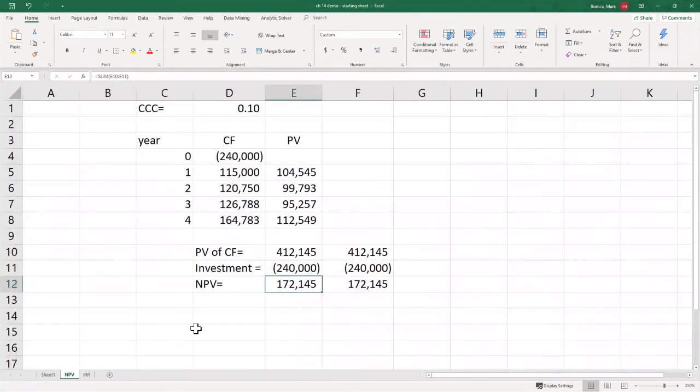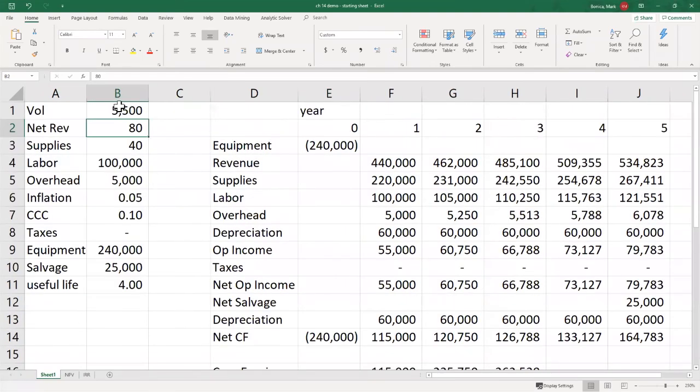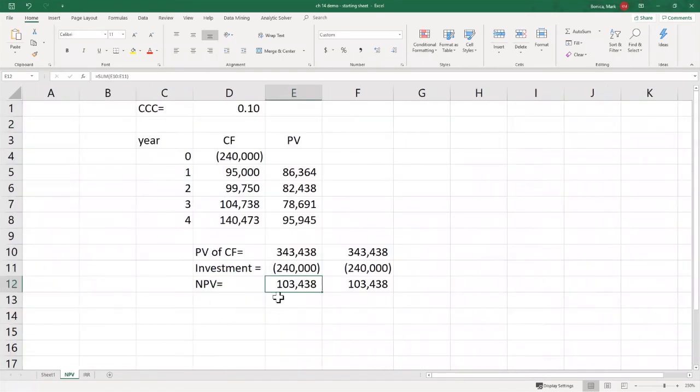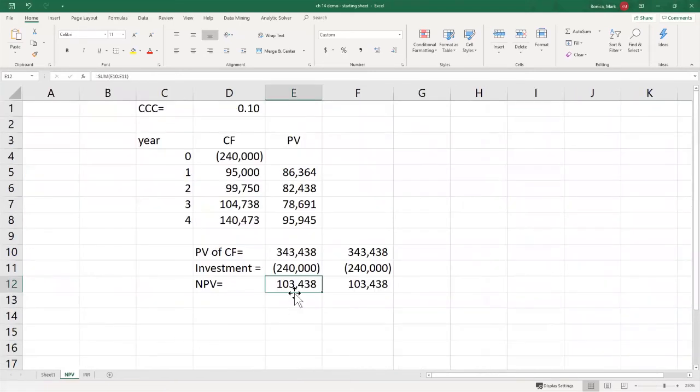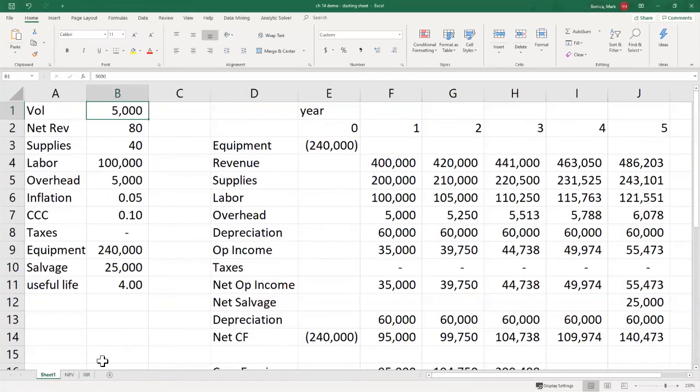But more importantly, if I jump to the NPV, all of the cash flows carried over here with the programming we had in place, and we can see the NPV is 172 as opposed to whatever it was before. Let's see, I don't remember. 5,000, I can change it right back. 5,000, it goes to 103. So it jumps by 70,000: an increase of 10% in my volume assumption generates an increase of about 70% in my NPV. So NPV is very sensitive to a change in volume.